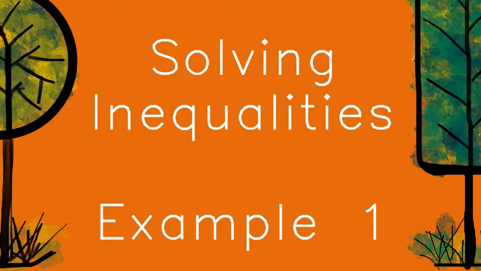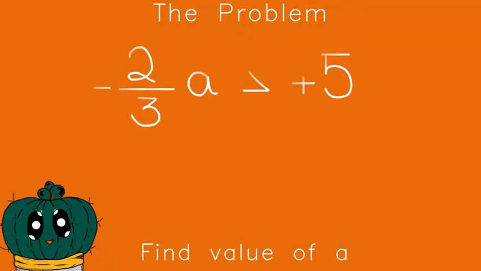Hello and welcome back. Okay, so let's actually try to solve an actual example by using all of the properties that we have discussed previously. Okay, so let's say you are given the following problem to solve. Negative 2 by 3a is greater than 5, and you want to find out the value of a. Again, whenever you want to find out the value of any variable, you have to isolate it.